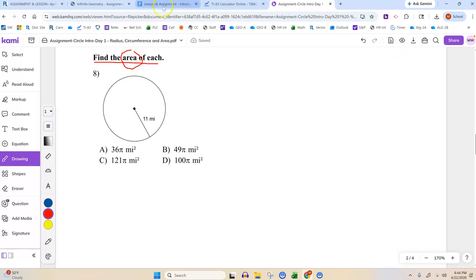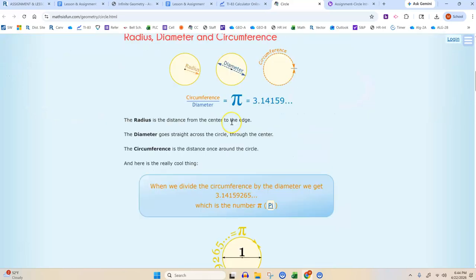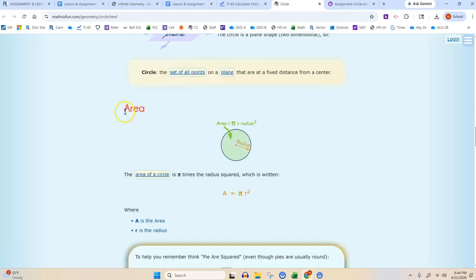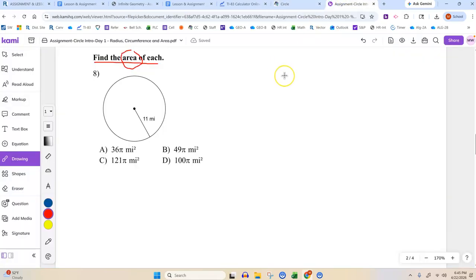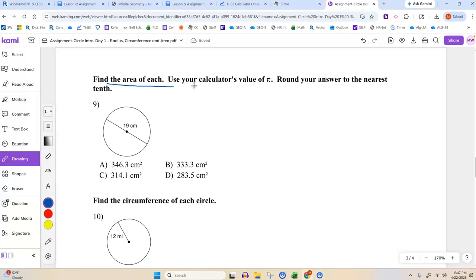Remember, if we remember from the website, the area is going to be, area, there we go. So area right here, okay? That's going to be pi times the radius squared, okay? So that's the formula we need right there. Remember, the radius again is the halfway distance from the middle of the circle to the edge. So let me get my pen. And we got area equals pi times the radius squared.